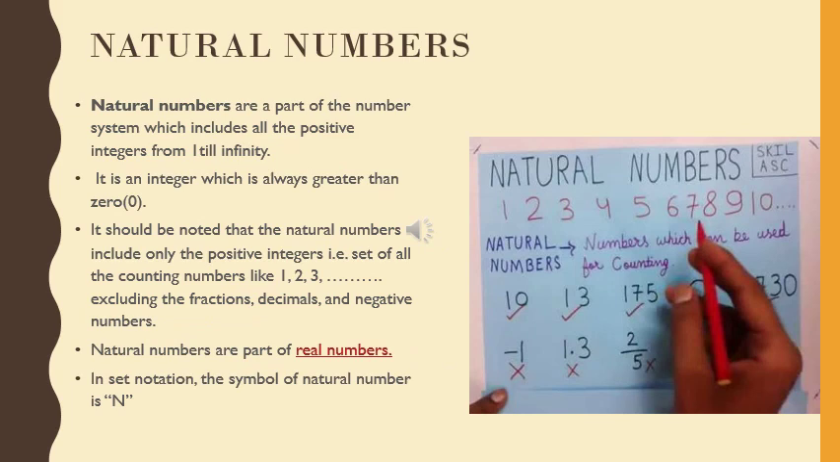So let us see, first of all, let us revise what natural numbers are. All of you are aware that natural numbers are also known as counting numbers. They are a part of real numbers, and they start from 1, 2, 3 and go to infinity, and they are denoted by the symbol capital N.